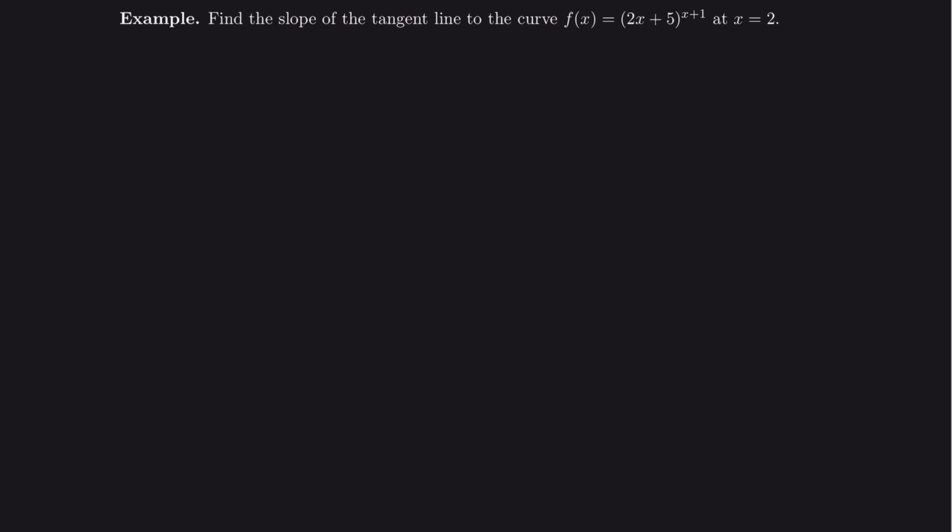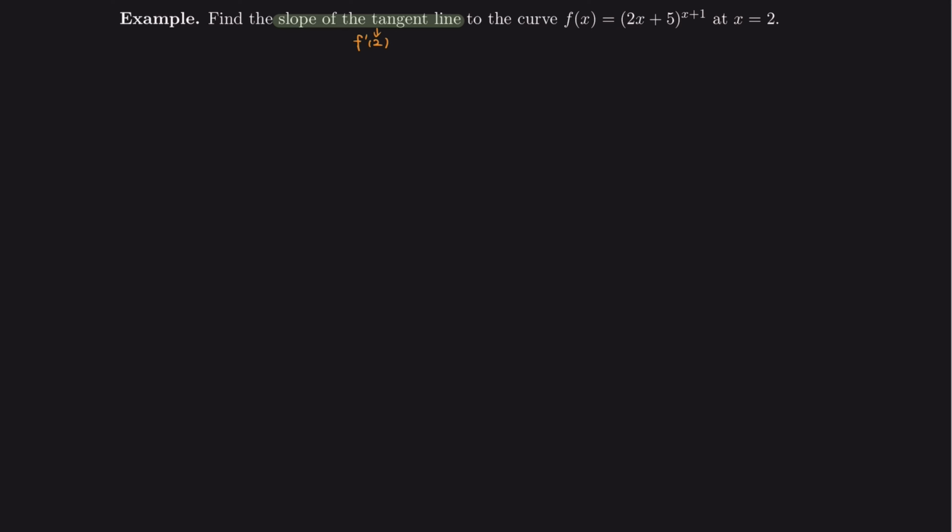Find the slope of the tangent line to the curve at x equals 2. Slope of the tangent line at a point here means we need to find f prime of 2. So this is what we're looking for here, the slope of the tangent line. That means I need to first find my f prime of x and then plug in x equals 2. So let's try that.